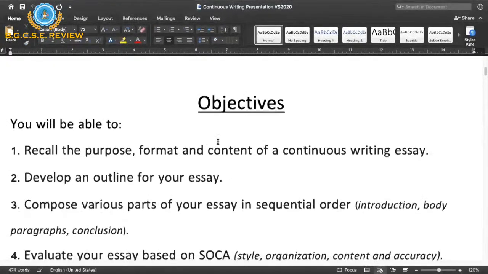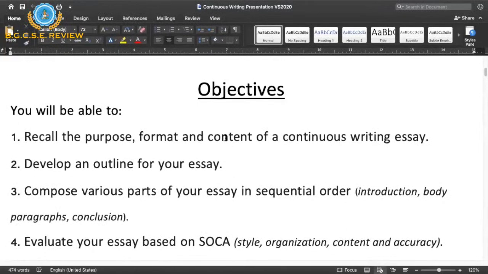Our objectives for today are as follows. You will be able to recall the purpose, format, and content of a continuous writing essay. Number 2, you will be able to develop an outline for your essay. We will begin that today. And number 3, you will be able to compose various parts of your essay in sequential order, meaning the introduction, the body paragraphs, and the conclusion.